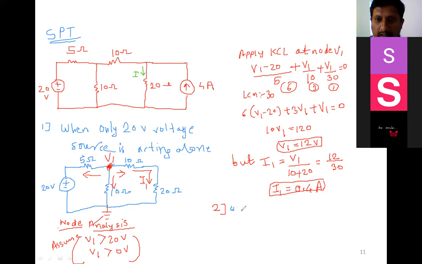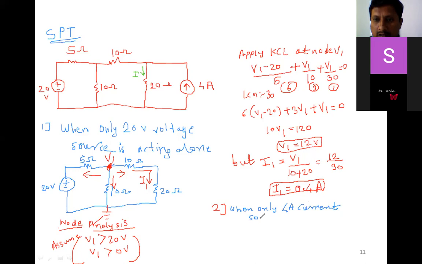So when only the 4 ampere current source is acting alone, for that purpose we have to short the voltage source.